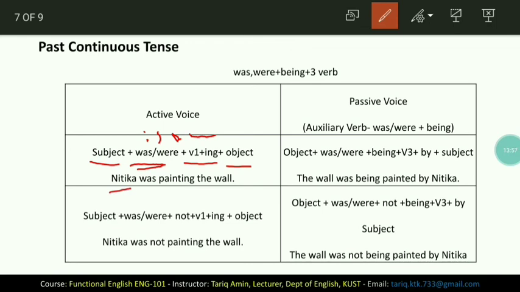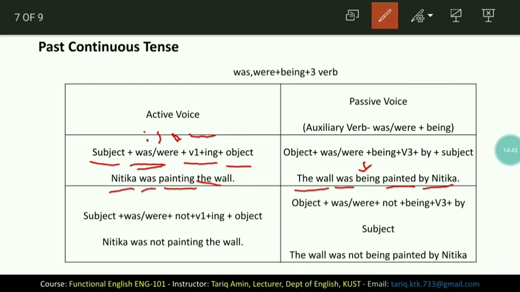Nitika was painting the wall, because Nitika is singular, so we use was, not were. With plural subjects we use were, and with singular subjects we use was. Painting is the ing form of the verb paint. Its passive voice: the wall becomes the subject of the verb painted in the passive voice, and after that, since the wall is singular, we put was, not were, and after that, since it is continuous tense, past continuous tense, we add being, and then the third form of the verb plus by Nitika.